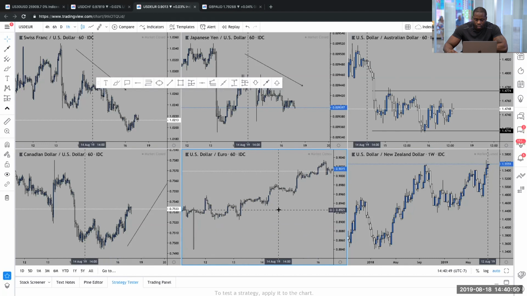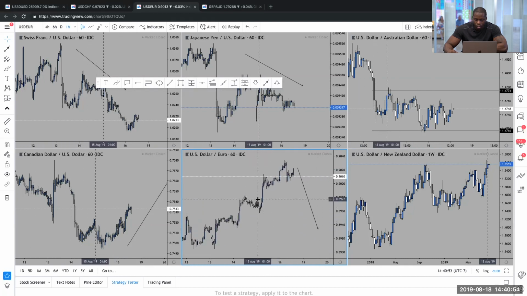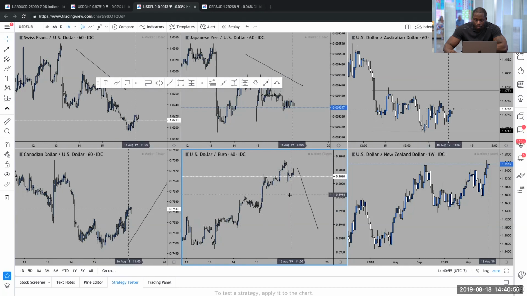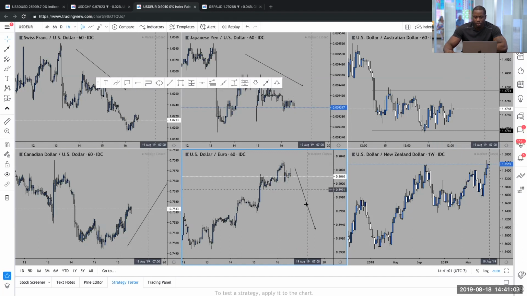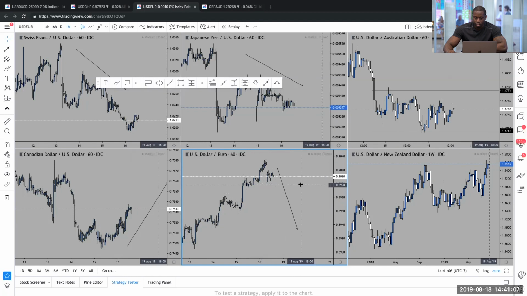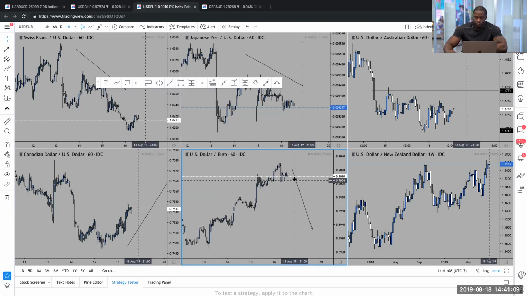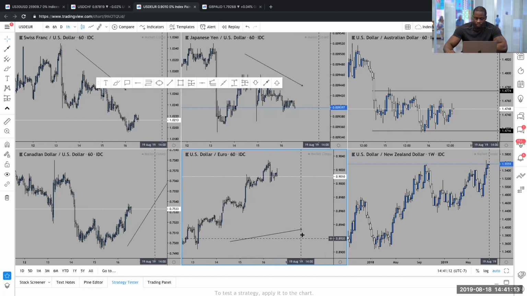So we see it came down to a nice support multiple times, creating high lows, come up. It did create a high low, but then it got rejected, created a new high. So we are going to see the euro pairs be dropping and the US dollar becoming a continuation to the upside. So this is a complete uptrend on the US dollar versus the euro.